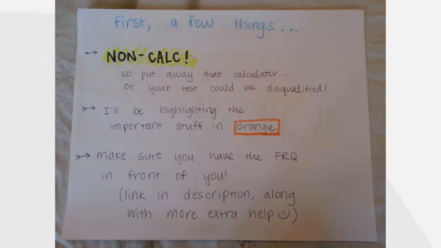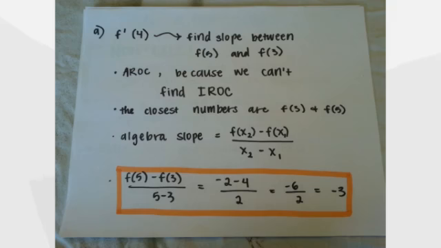Okay, now that we're done with that nitty-gritty stuff out of the way, let's get to doing some super fun math. This problem is a gift. It gives us a whole table of values, and for part A, all we have to do is find the slope between the 2 points. It tells us to find f prime of 4, but since we don't have the actual function, we'll have to use a table of values. The best we can do is find the slope between f of 5 and f of 8.